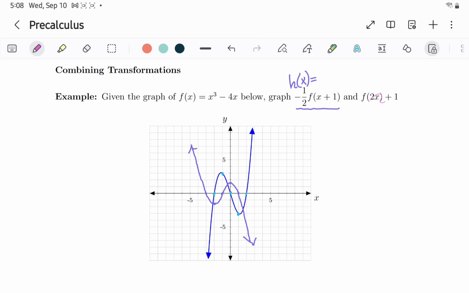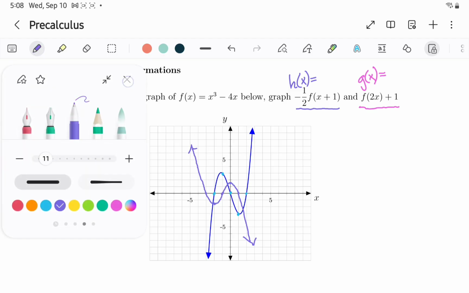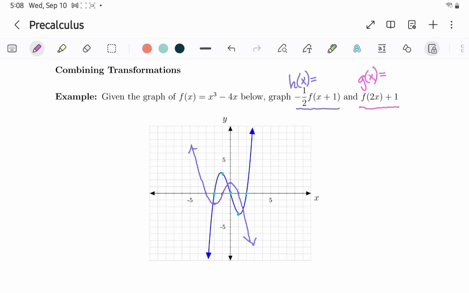And then for the other transformation, well, we are going to do the same thing essentially, except now we're going to graph in pink or magenta. And let's call this transformation g of x. So I'll wait until we've graphed g of x to go ahead and label the functions. Okay. So again, just doing what we did before, except for the transformation g of x equals f of 2 times x, all in parentheses, and then plus 1.